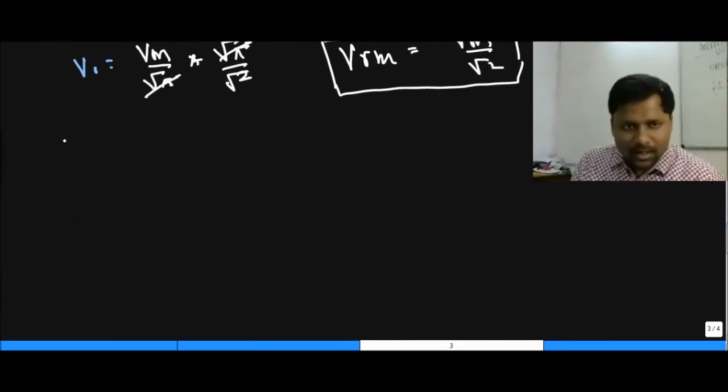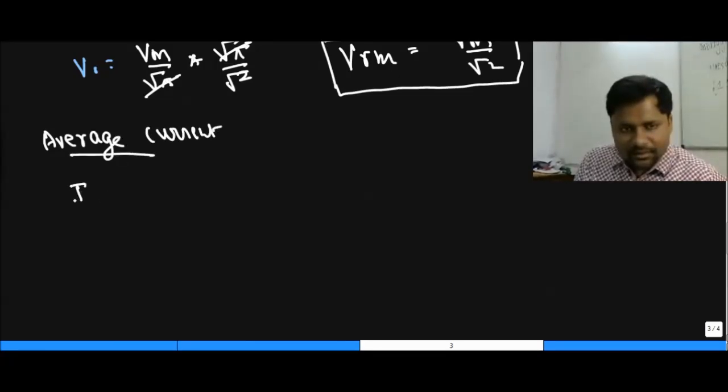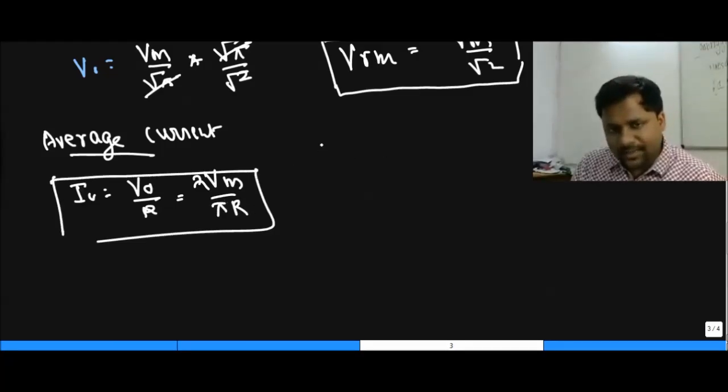Now the average current is basically I naught equals V naught divided by R. So it should be 2 Vm upon pi R. And similarly, we can check the RMS current. I RMS equals V RMS divided by R.